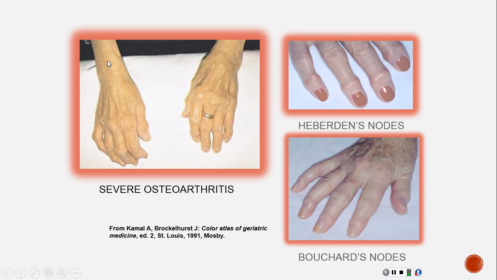This is a pretty good example here of severe osteoarthritis. What do you notice about this that would lead you to believe osteoarthritis? Exactly. There's some bilateral breakdown here, but it's not symmetrical. One side is worse than the other. Probably going to be a right-handed patient. She's probably using that right hand more.